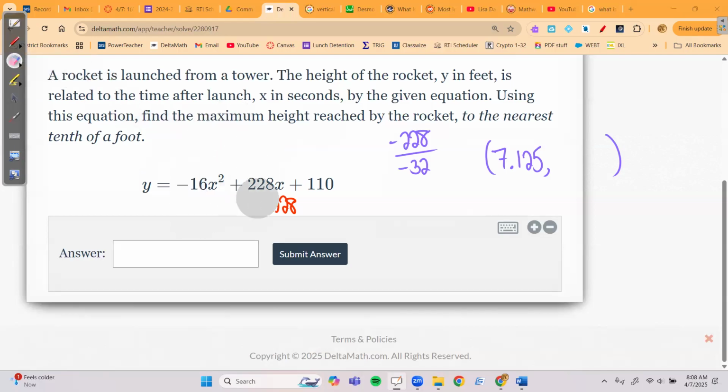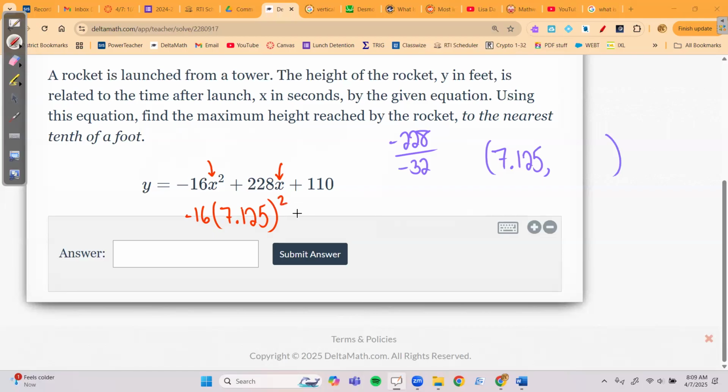We're going to plug it in. Remember, that's an x value. So we're going to plug 7.125 in right here, and right here. You can do this all in one fell swoop in your calculator, or you can do it in pieces if you're more comfortable with that. If you type it all in at once, it's going to say negative 16, then parentheses, 7.125. You don't need times signs in a case like this. Parentheses will work just fine. Then we're going to square that.